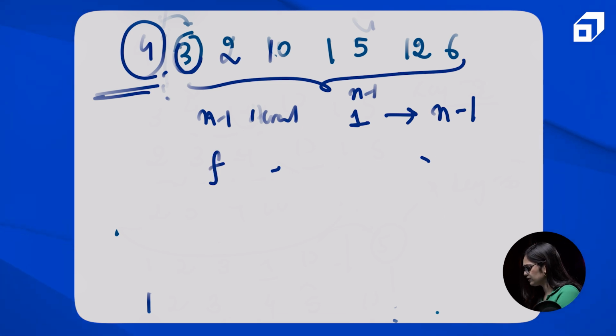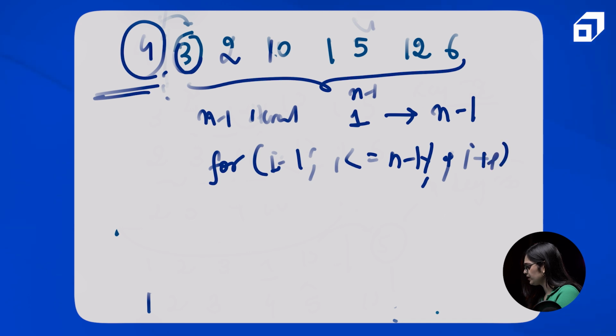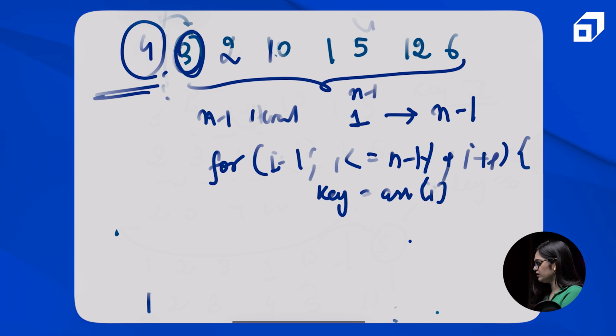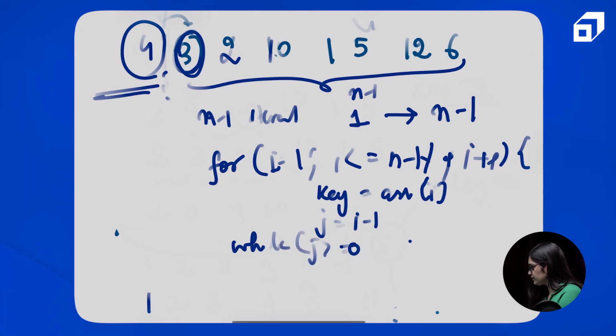So let's keep our outer loop to start from 1. Let it go till n-1, and it will be i++. Now for each element, we're considering that element as the key. So we'll say our key is arr[i], and then we will start from one element before that. As I already told, whenever we are picking any element, all the elements before that will already be sorted. So we will start our inner loop from i-1. We will go till j is greater than or equal to 0.